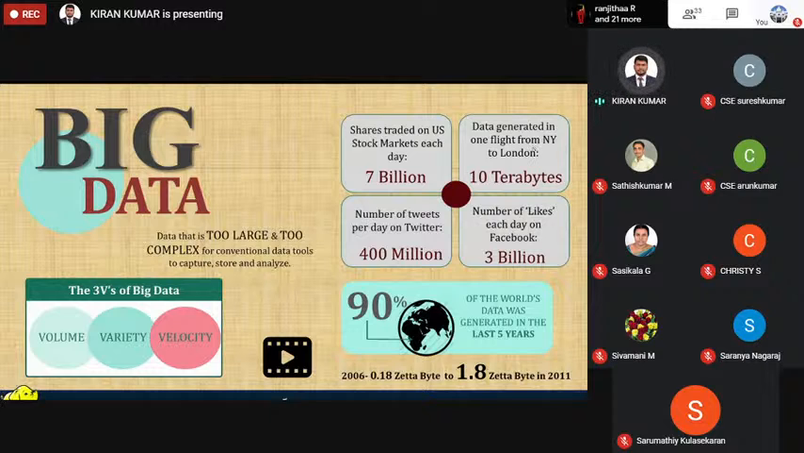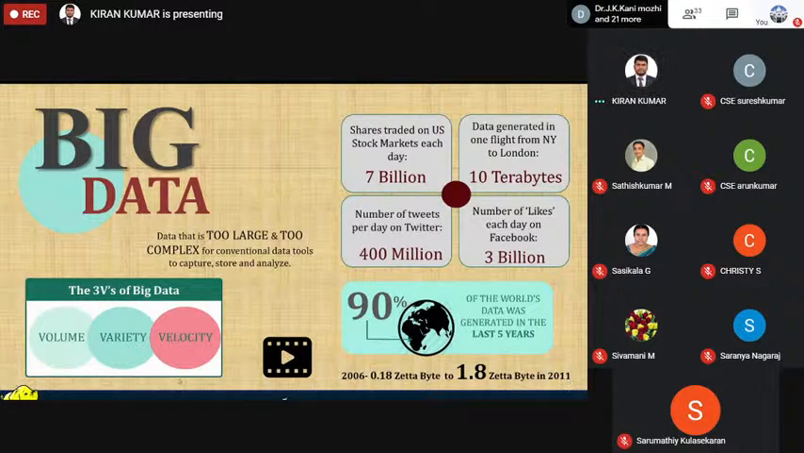And here you can see that 90% of data, some of the industries claim. In the year 2006 there was only 0.18 zettabyte of data available in the world, but within this short span you can see a 10 times fold increase. From 0.18 to 1.8 zettabytes in the year 2011, within 4 to 5 years, when the Internet of Things was born and smart devices were also increasing.